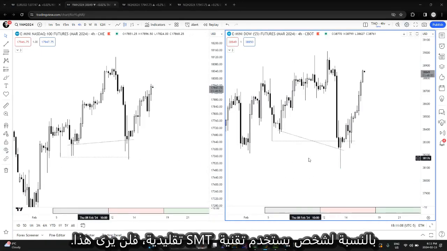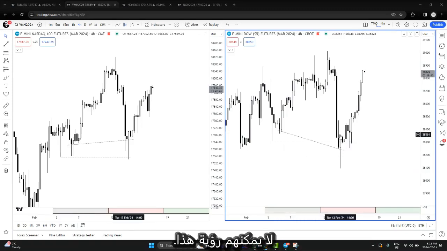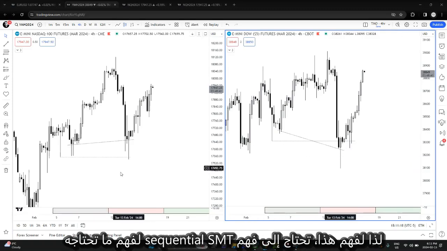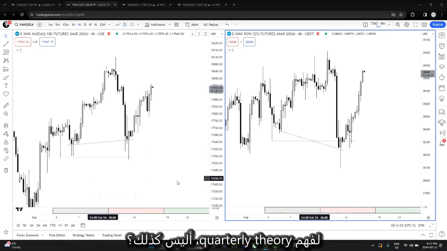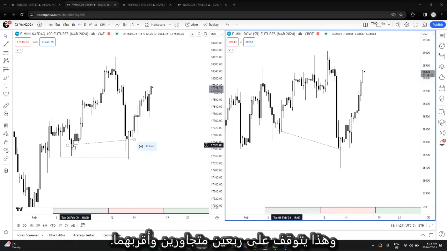Someone that uses traditional SMT won't see this. They can't see this. First of all, to understand this, you need to understand sequential SMT. To understand that, you need to understand quarterly theory, right? And this is dependent upon two quarters which are side to side and the closes.